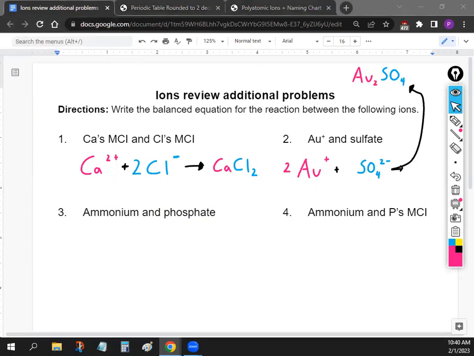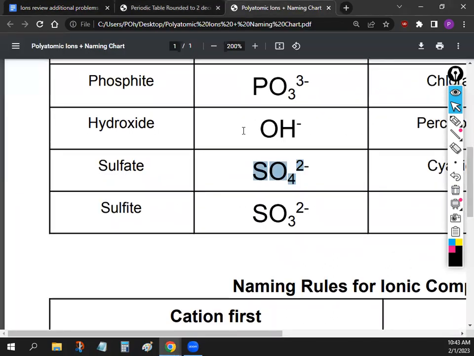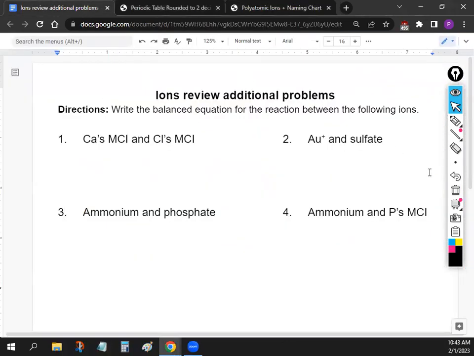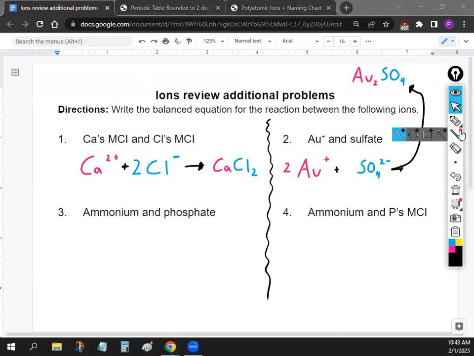So we'll work on number 3. Okay, so for number 3, we're looking at ammonium and phosphate. And I told you earlier, they're both polyatomics. So let's look them up. If we go to our chart, ammonium is NH4 plus. So let's jot that down if you haven't. It's going to be NH4 plus. And again, polyatomics, you copy them down exactly the way they are.